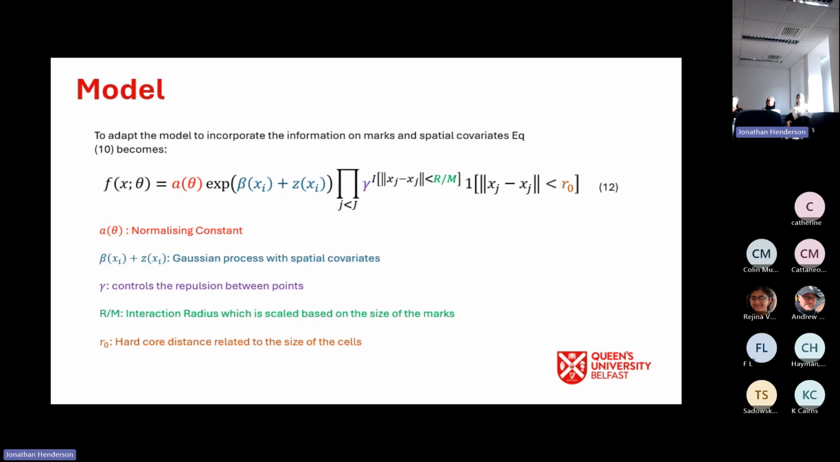But then we also wanted to incorporate the fact that the cells have size, so that maybe there's regions where cells are bigger, and those bigger cells will have a greater influence or interaction amongst each other than smaller cells. So that's why we've scaled our interaction radius based on the average cell size of our mark, which is where our R over M is coming from.